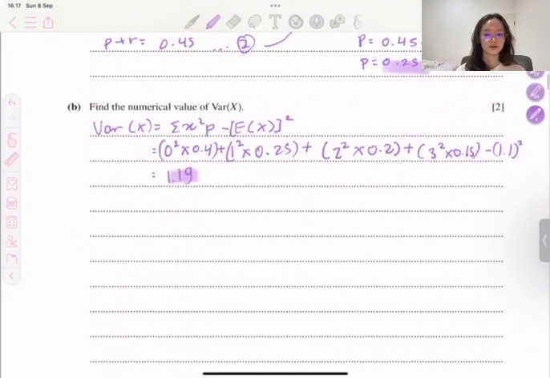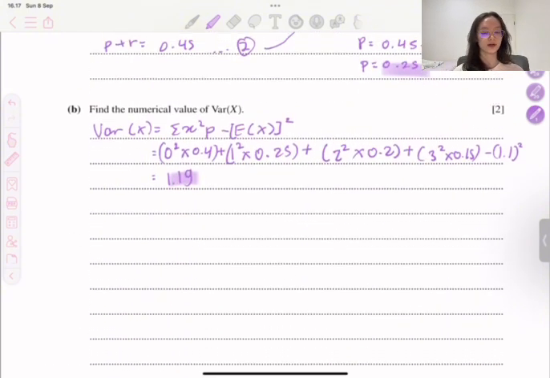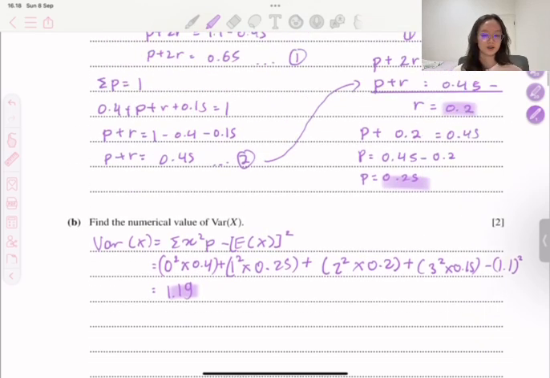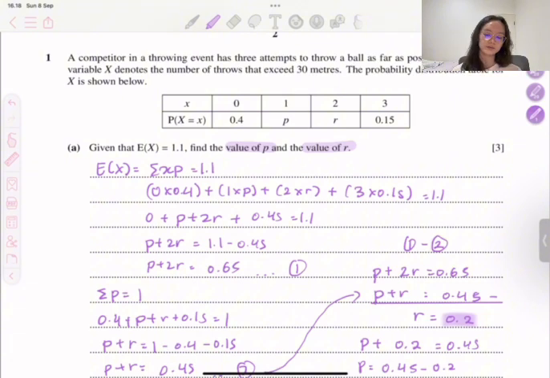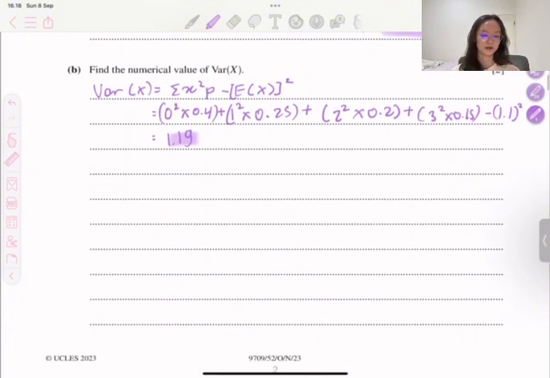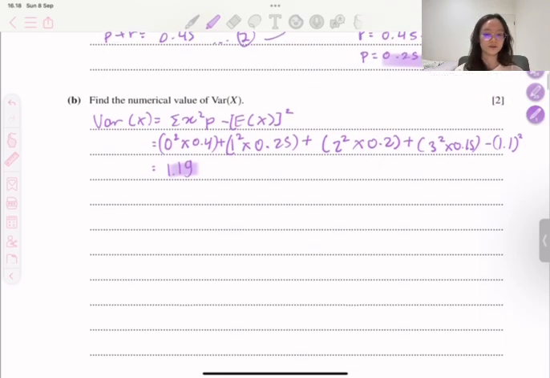Now for the next question, B. Find the numerical value of the variance of X. We know that the variance of X is the sum of x squared times p minus the expectation of X squared. You can find this in the formula list. So we can substitute the values that we found earlier in the distribution table. So 0 squared times 0.4 plus 1 squared times 0.25 plus 2 squared times 0.2 plus 3 squared times 0.15 minus 1.1 squared. If we put all of these in the calculator, it will give us the value of 1.19.